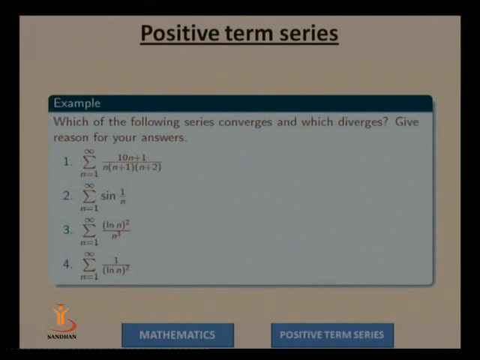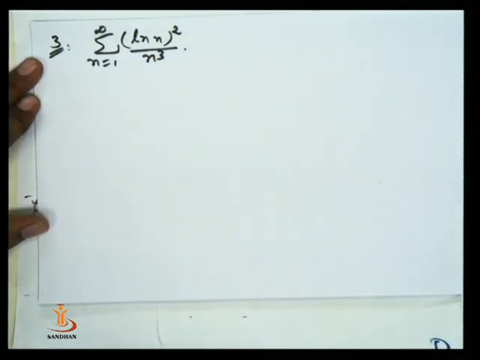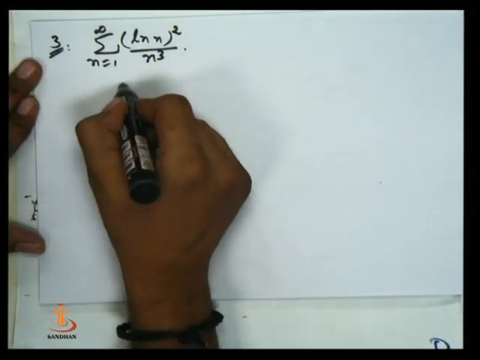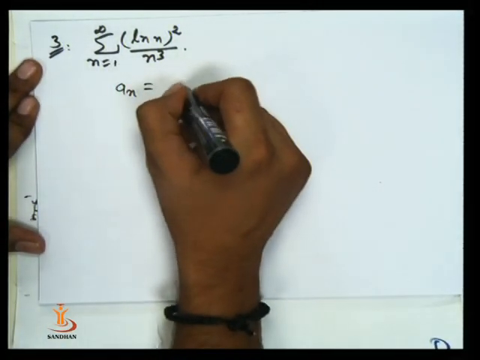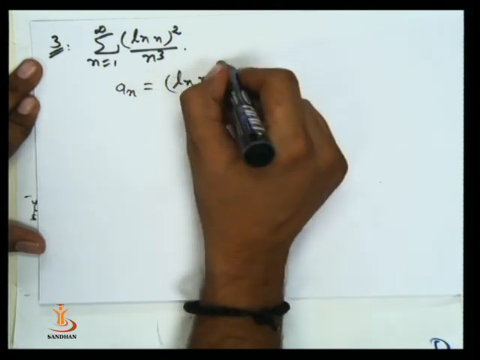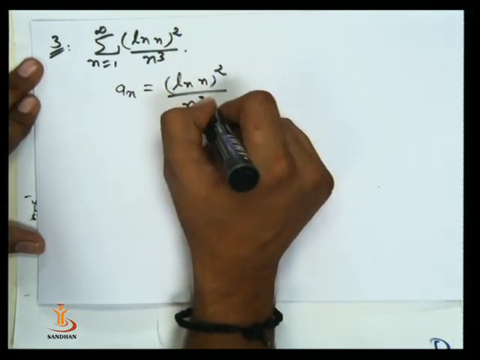Now the third example is summation n equal to 1 to infinity of ln n whole square divided by n cube. So here what we have as an is ln n square upon n cube.